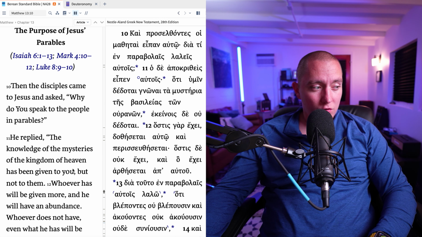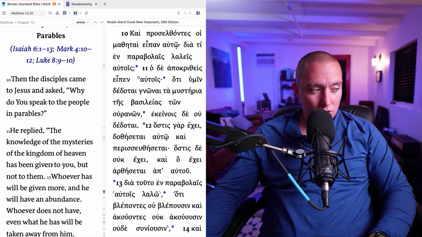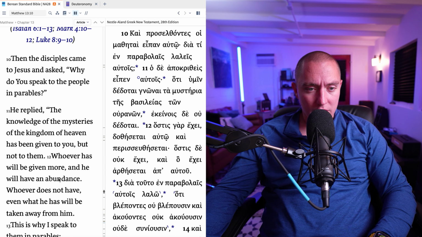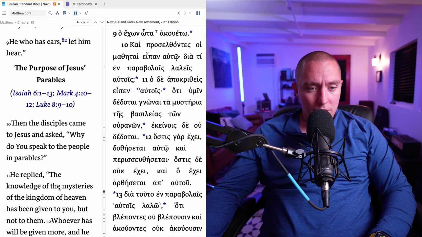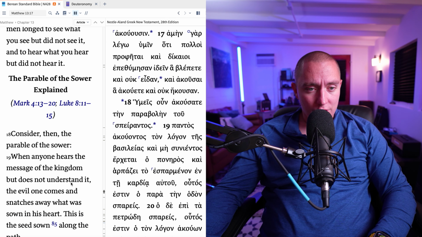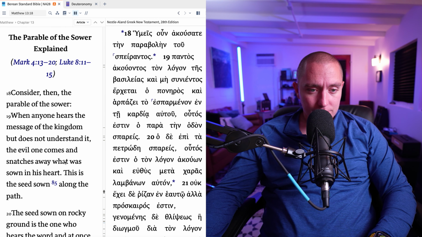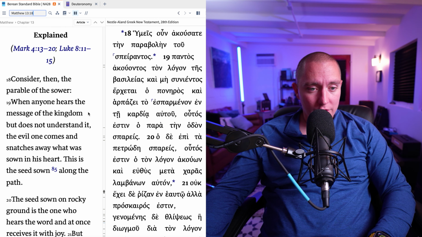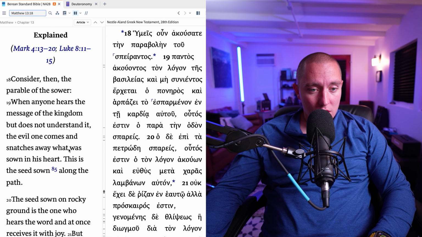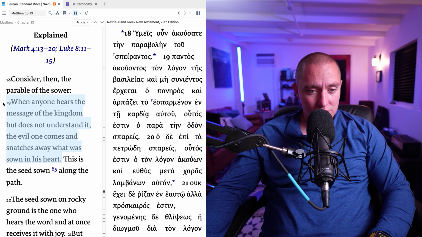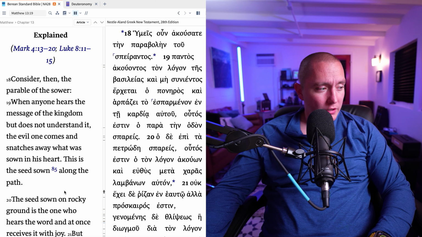I think strong pattern leads to hardened heart oftentimes. Maybe the other way, maybe hardened heart leads to strong pattern. Here Jesus is going to explain the parable of the sower. So in the parable of the sower, check this out. When anyone hears the message of the kingdom but does not understand it, the evil one has come and snatched away what was sown in their heart. Okay, so this is not a hard heart. This is just an attack of the enemy and an immature believer.